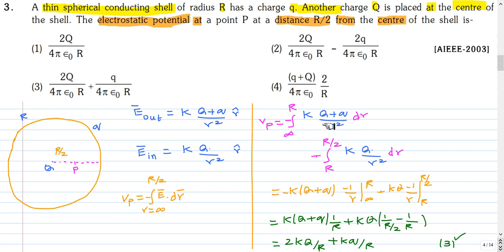So from infinity to capital R, the electric field value is K(Q plus q) by R square, and inside is K q by R square. This is a simple integral, minus 1 by R, so we put the limits and simplify. We get the final answer as 2KQ by R plus Kq by R, and K is 1 by 4 pi epsilon naught. So the correct option is option 3.